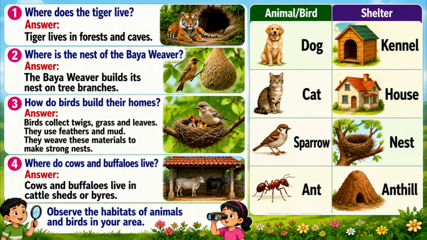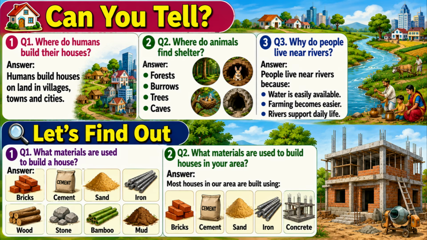Question 5. Observe the habitats of animals and birds in your area. Dog. Its shelter is a kennel. Cat. Its shelter is a house. Sparrow. Its shelter is a nest. Ant. Its shelter is an anthill. Now, let us move to Can You Tell?